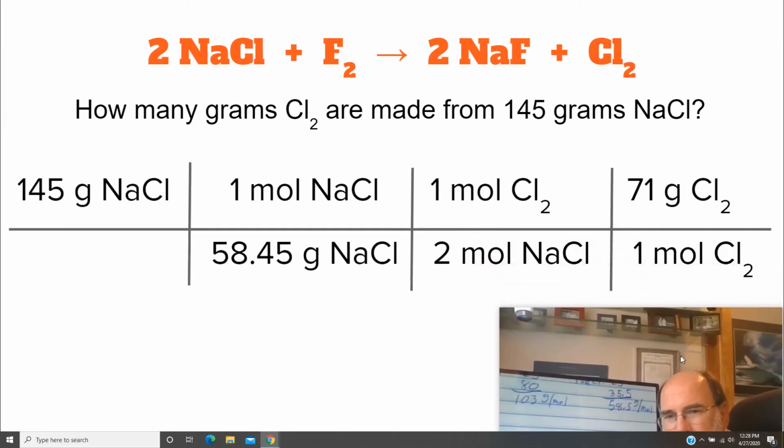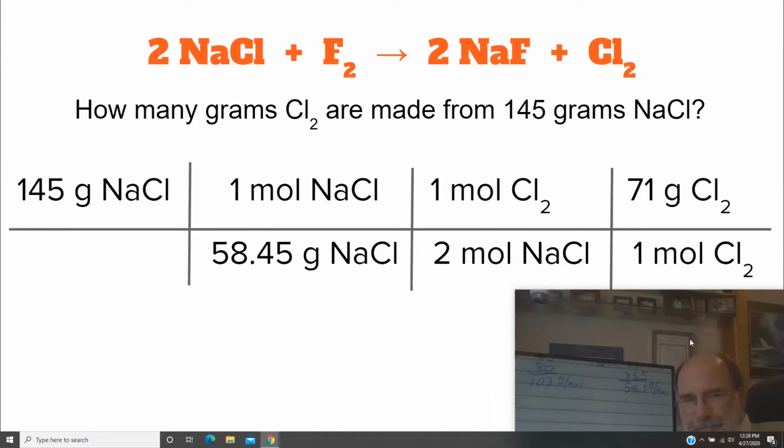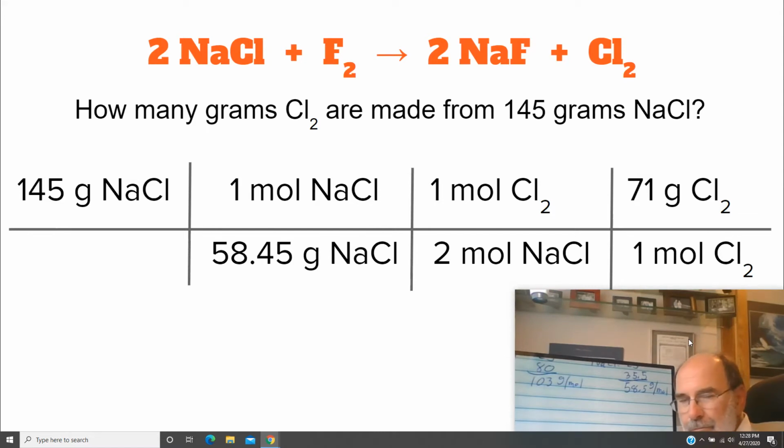So, in this particular one, here's what they're saying: 58.45 grams of sodium chloride per mole. That's the second column. Sure enough, that was the 58.5 grams that I was approximating. So you're converting, the first column is what we start with, 145 grams of sodium chloride. Everything in the denominator is divided, that's the bottom. Everything in the numerator on top is multiplied. We always set it up so that the units will cancel as we go from column to column to column.